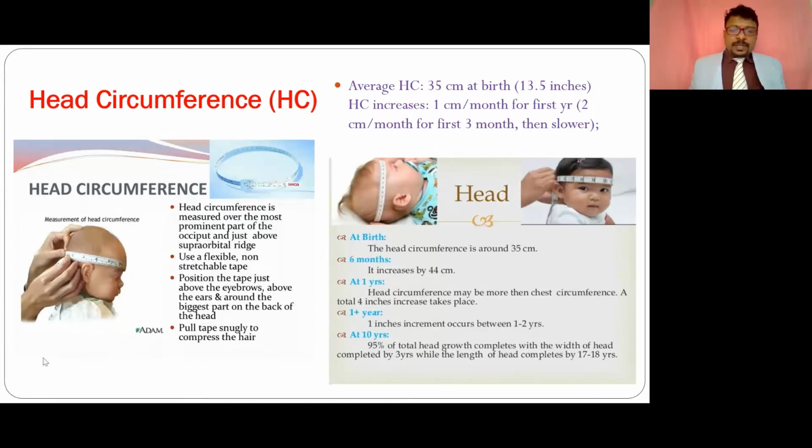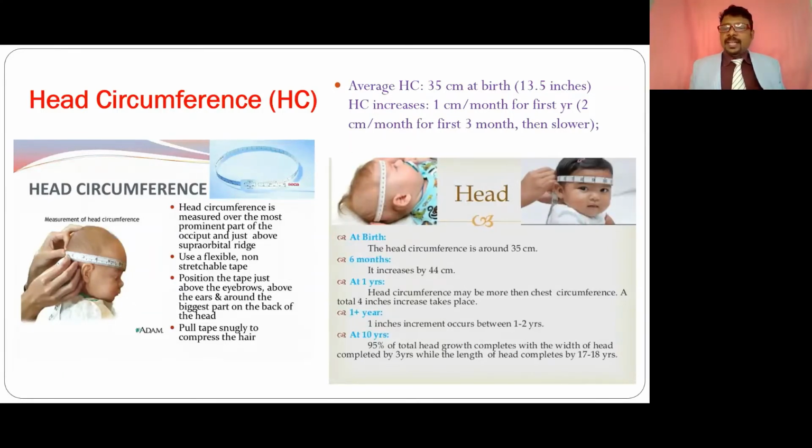Next is the position. Use a flexible and non-stretchable tape. If it is stretchable, it won't give proper readings. The tape is positioned just above the eyebrows and above the ears, around the biggest part of the back of the head, which is the occipital protuberance. Pull the tape strictly, compressing the hair, so tighten it and measure properly.